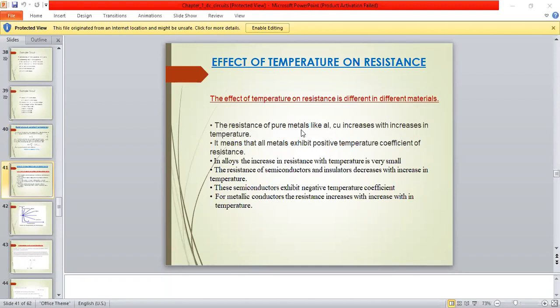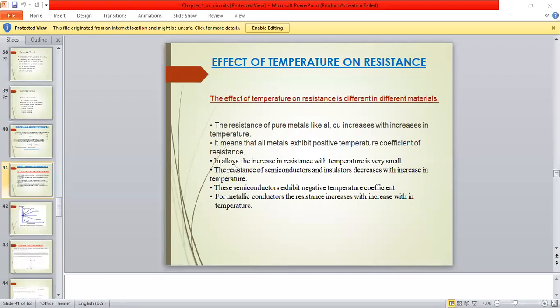The resistance of pure metals like aluminium, copper increases with increase in temperature. ठीक है? As the temperature increases, the resistance of these pure metals also increases. It means that all metals exhibit positive temperature coefficient of resistance. तो मेटल्स के केस में जो टेम्परेचर कॉफिशिएंट ऑफ रेजिस्टेंस होता है, जिसको हम अल्फा के साथ डिनोट करते हैं, वो आर्टिकल अभी हम करेंगे आगे जाके, तो that comes out to be positive, वो हमेशा पॉजिटिव ही रहता है.